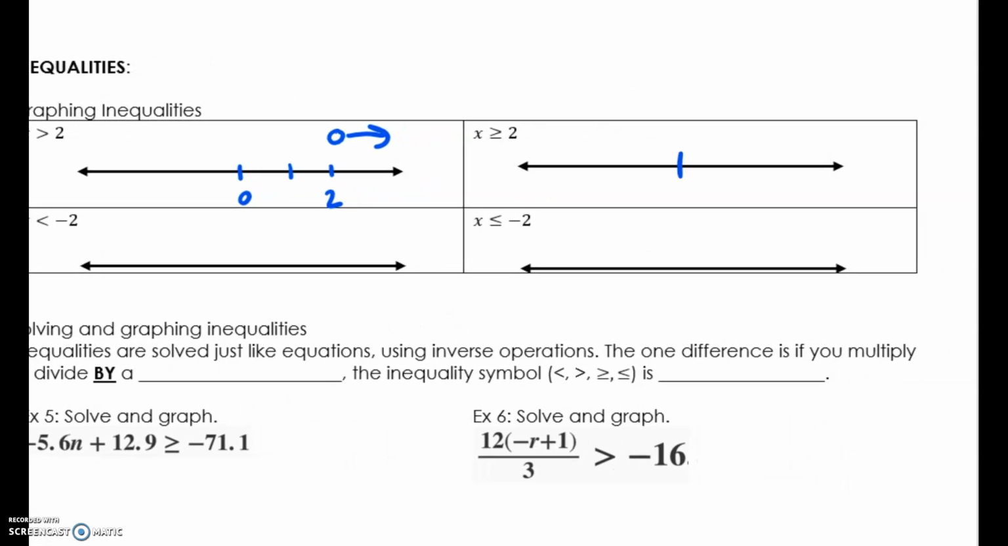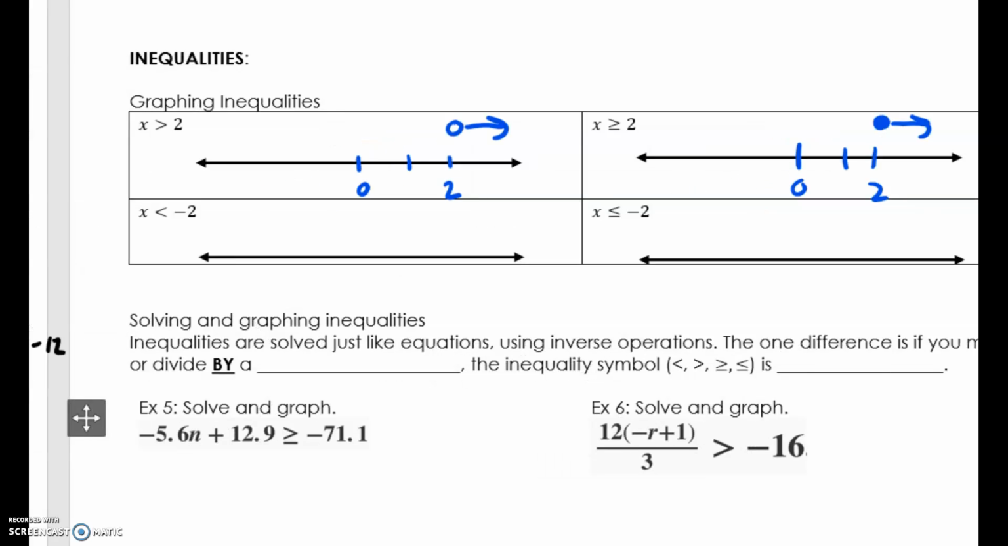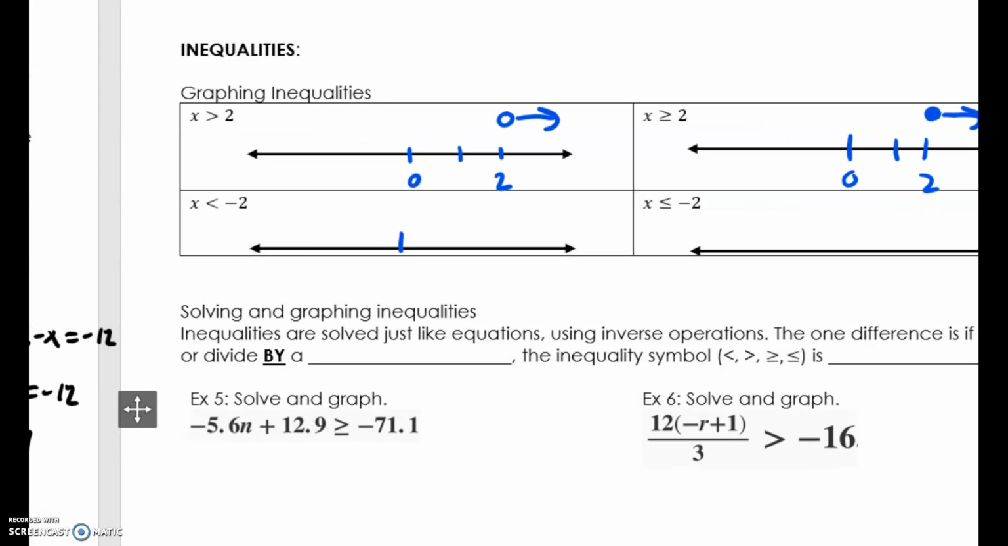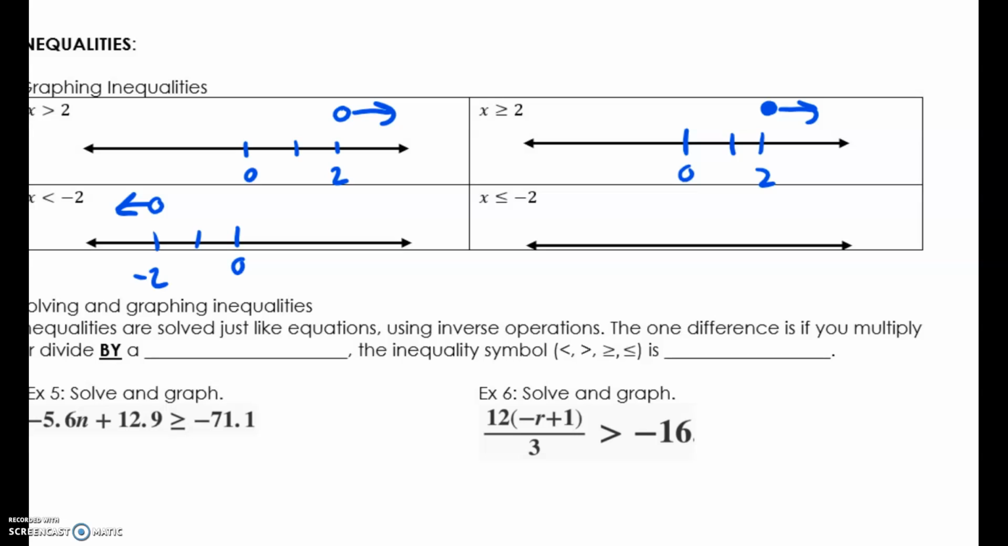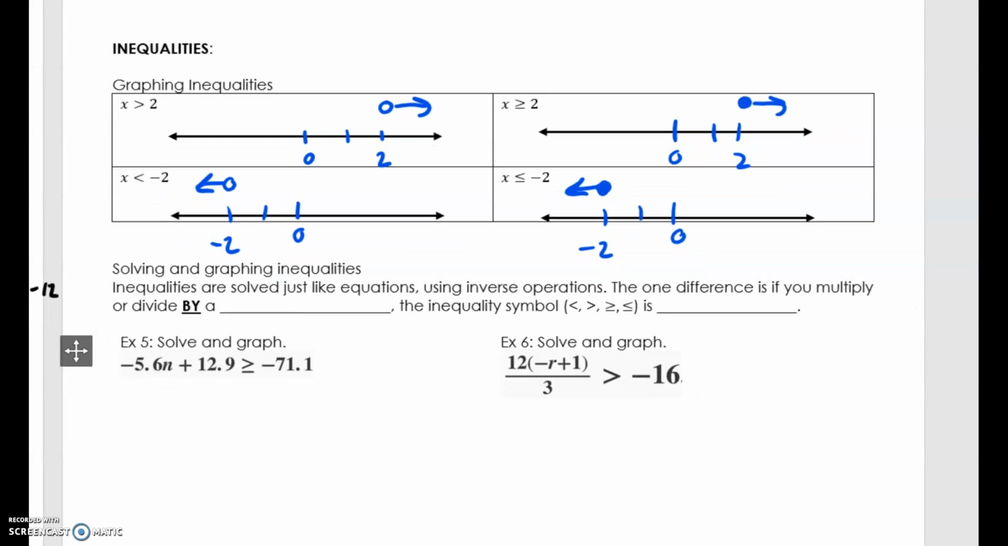Okay? If it's greater than or equal to, it's going to be a closed circle. If it's less than, this is negative 2. So less than, an open circle. And everything to the left would be a solution to that inequality. And then this last one here, x is less than or equal to negative 2, so it's going to be a closed circle. And everything to the left of that would be a part of the solution set.